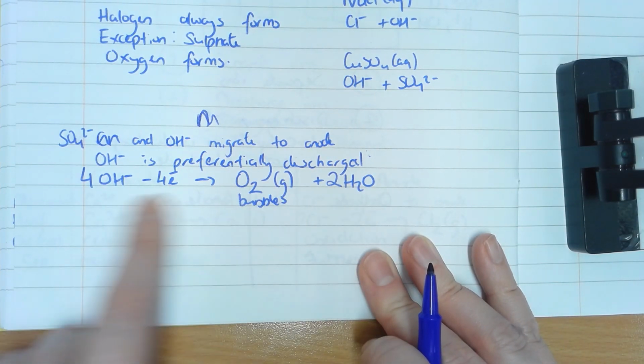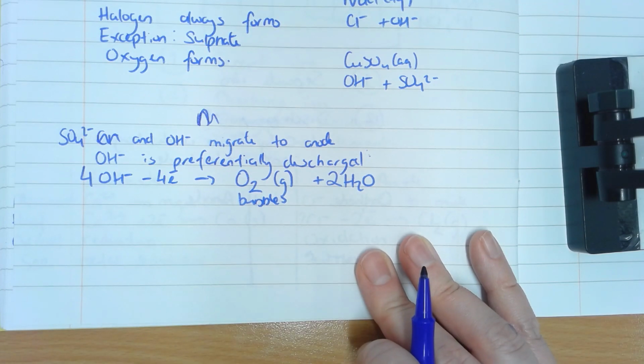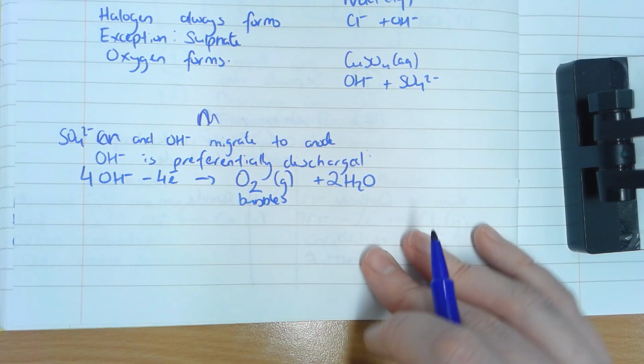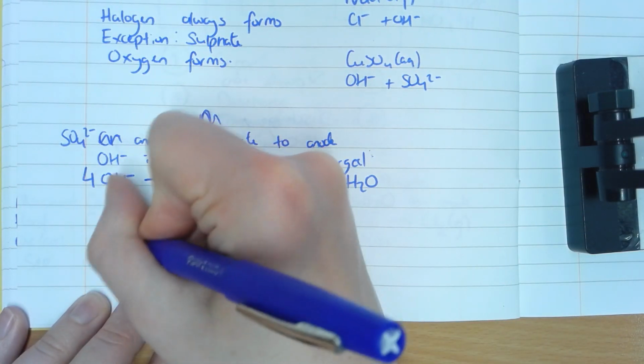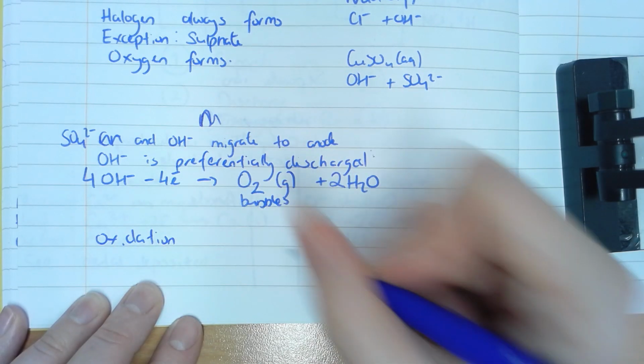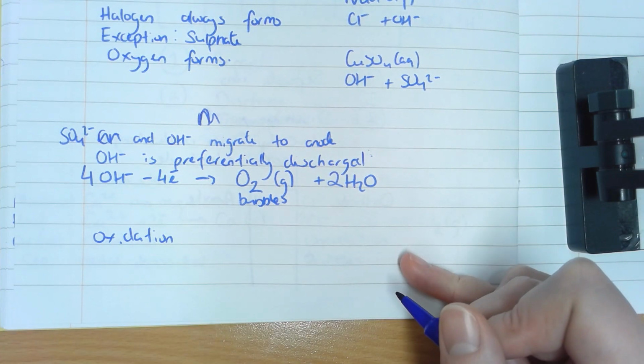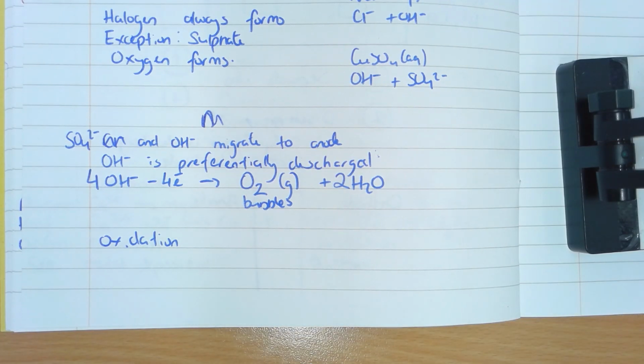So this equation did come up last year. It was 4 2 marks. I would suggest just learning that equation off in case you're asked to reproduce it. Again, this is going to be an example of oxidation, and in terms of what we're going to see, you're going to see bubbles.